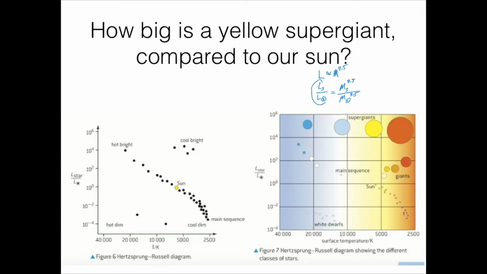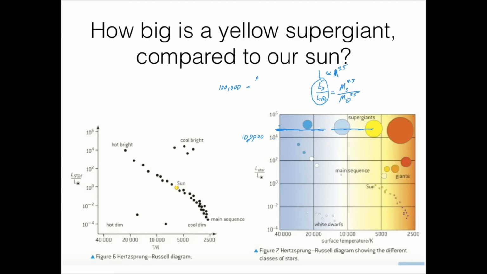Well, I know this right here because I can get that from the diagram. We're doing a yellow supergiant, so that's this one right here. That's somewhere larger than 10 to the 4th. 10 to the 4th is 10,000. This is a logarithmic scale, so we can go ahead and say maybe 100,000, 10 to the 5th, close enough. So we'll say it's about 100,000 for our luminosity. That means this is 100,000, the luminosity of the supergiant to the luminosity of the sun.